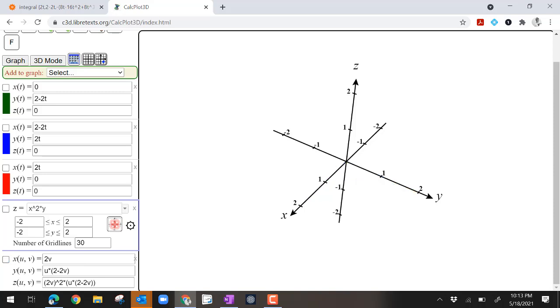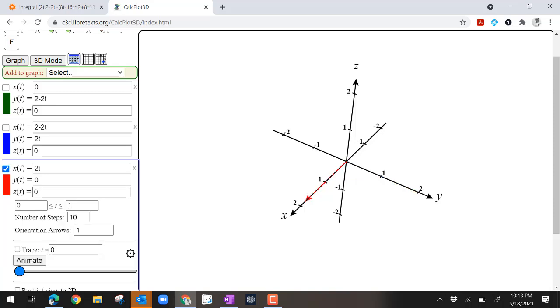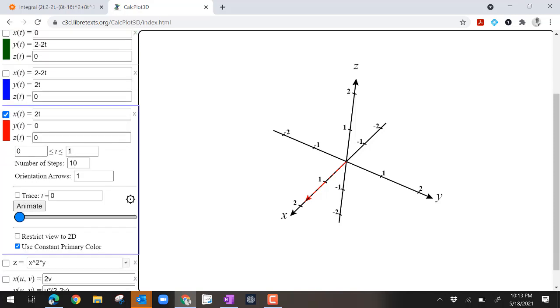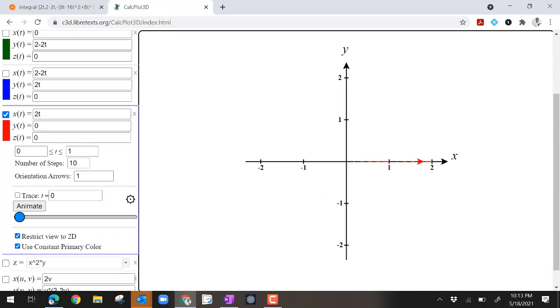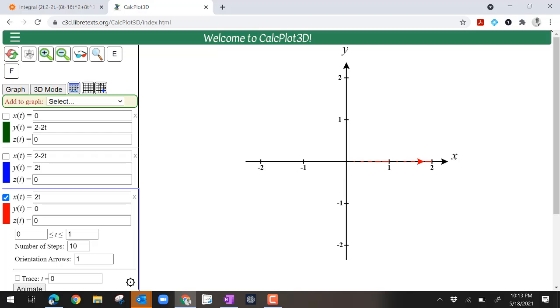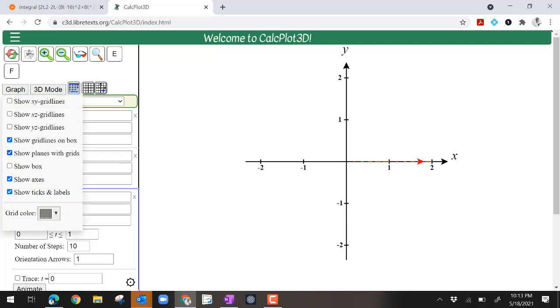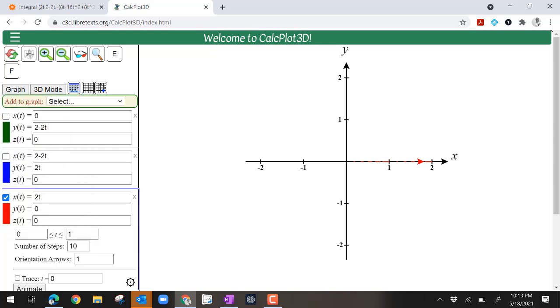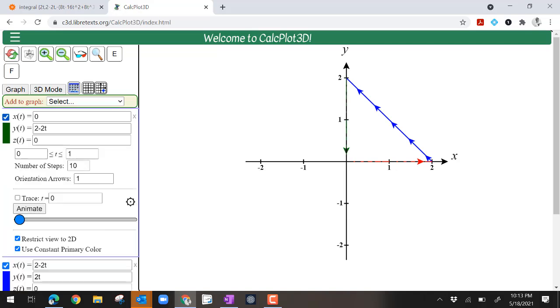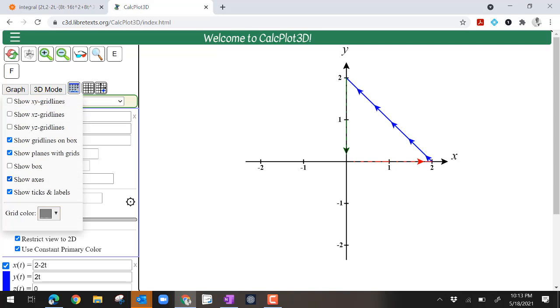The parameterizations are happening this way. Along the x from 0, 0 to 2, 0, you have this, and it might be better if we restrict our view to 2 dimensions, and it might also be better if we get rid of the axis for a moment. So let's not show the axis for now, and we'll put the axis back later. But you can see the first parameterization, the second parameterization, and the third parameterization. Let's take out the axis now so we can see that triangle.